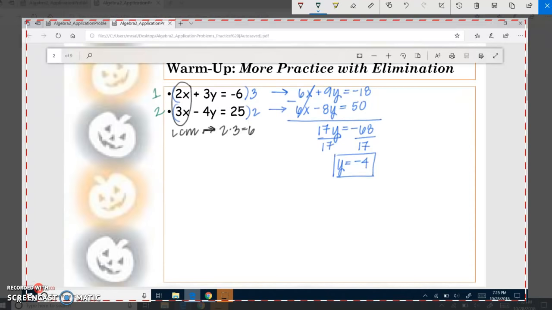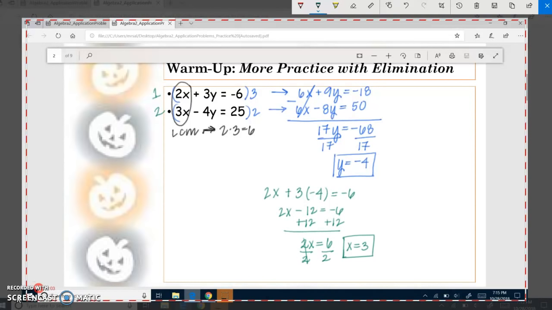Because equation number 1 just has smaller numbers, smaller coefficients, and a smaller constant, let's plug back in there. So here we'll have 2x plus, I'm going to replace the y with the negative 4, and that's equal to negative 6. So here this will become 2x minus 12 equals negative 6. I can add 12 to both sides. That will give me 2x is equal to, if I have negative 6 and I add 12, positive 6. And then I can divide both sides by 2, and our x value is going to be equal to 3.